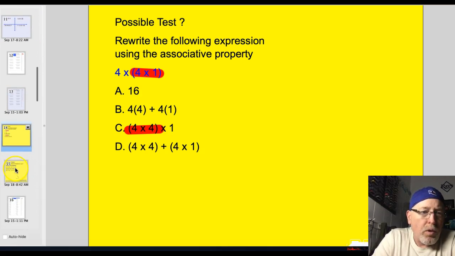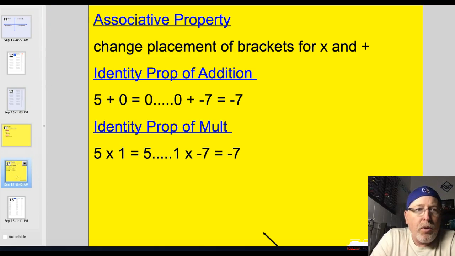Okay, let's see. I think there was one more thing I wanted to do for you. Have you add in your notebook. Last night we started a list of 3 different vocabulary terms. I don't ask you to write notes very often, but please add these 3 additional terms, and you could put an example if you want. So the associative property, you're just changing the placement of the brackets for multiplication and addition when you have a string of them together. Okay?